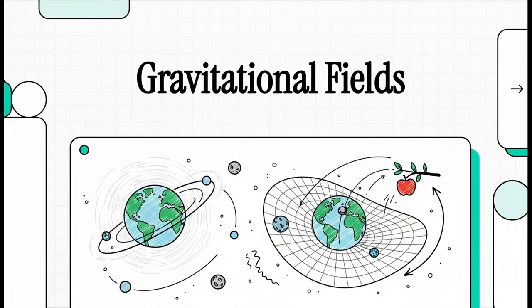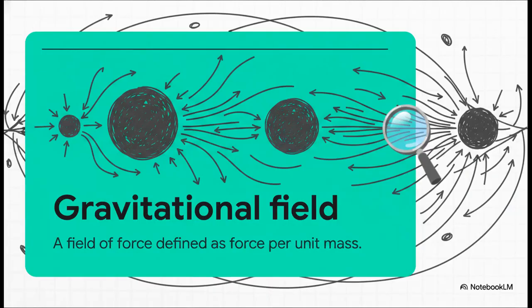Hey everyone, let's jump right into this explainer on gravitational fields. We're going way beyond the simple idea of what goes up must come down and completely transforming how you think about gravity. So gravity isn't just some basic downward pull, right?